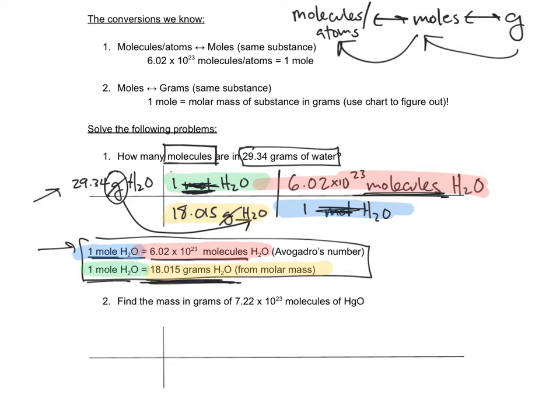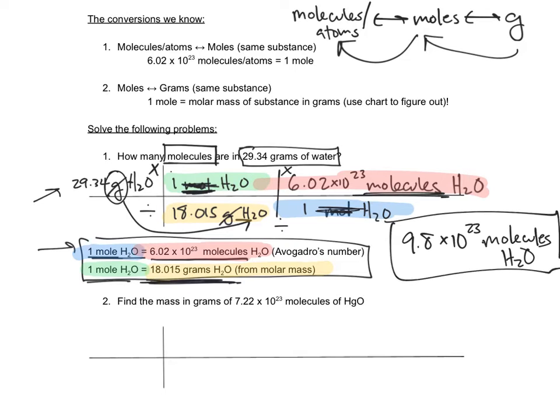To find the numerical value from the chart, you multiply all the numbers on the top and then divide by all the numbers on the bottom. So you'll do 29.34 times 1 times 6.02 times 10 to the 23rd divided by 18.015. And that'll give you some number that I will have to go get a calculator to do. And I get for that an answer of 9.8 times 10 to the 23rd. That's going to be molecules of H2O as my final answer.